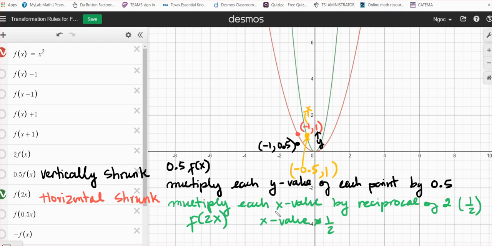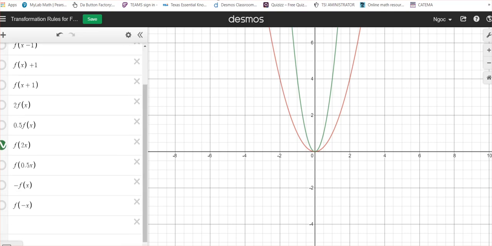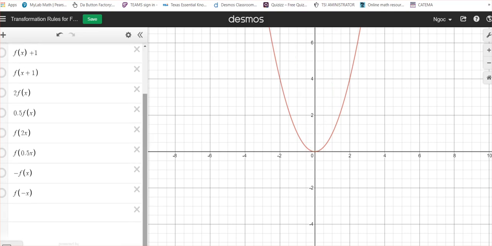Okay. Any questions so far? So let's go ahead and move on to the next notation. I'm going to go ahead and erase this so it's not going to be very complicated for you. Okay. So let's look at the next notation.